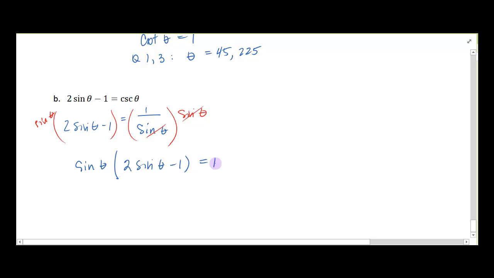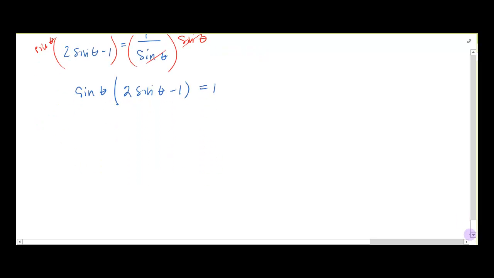Since this is not equal to 0, I can't take each of these factors and just automatically set them equal to 0, because it has to be equal to 0 in order to use that property. So we're going to actually distribute sine theta and then collect our terms on the same side. So this becomes 2 sine squared theta minus sine theta is equal to 1, and now I'm going to subtract 1 to the left, and I get 2 sine squared theta minus sine theta minus 1 is equal to 0. Now let's factor this.